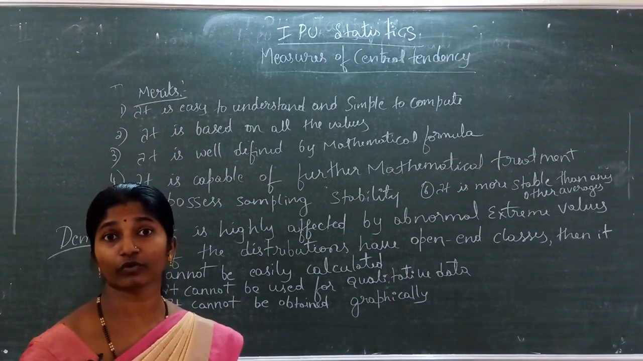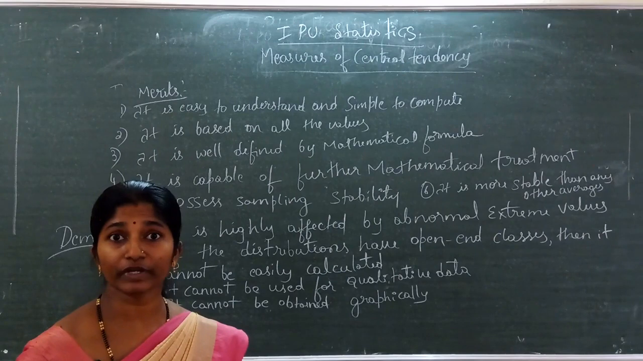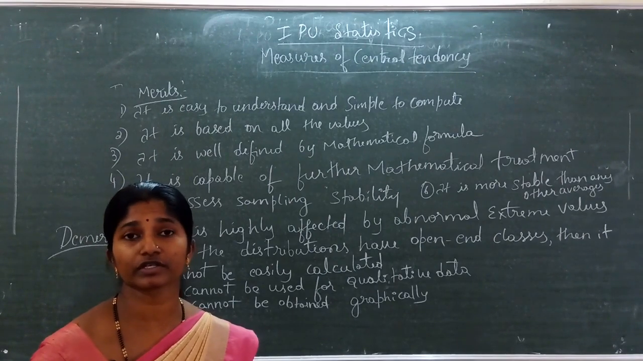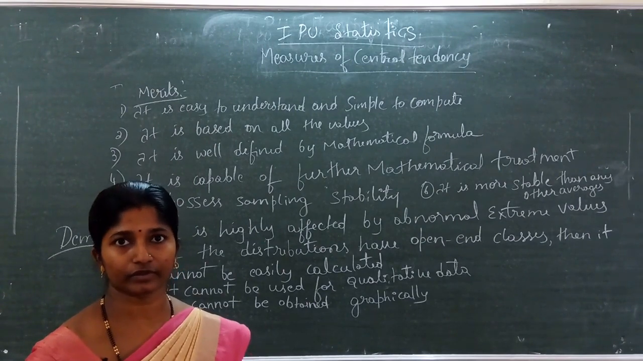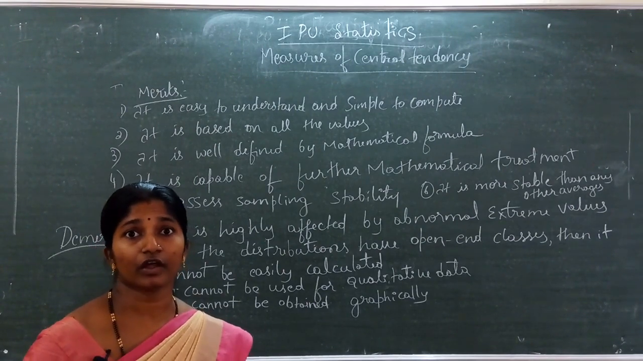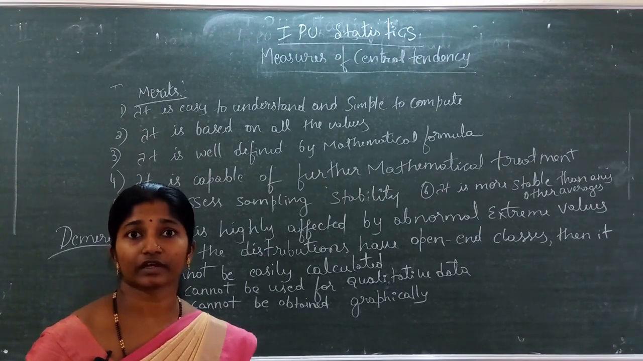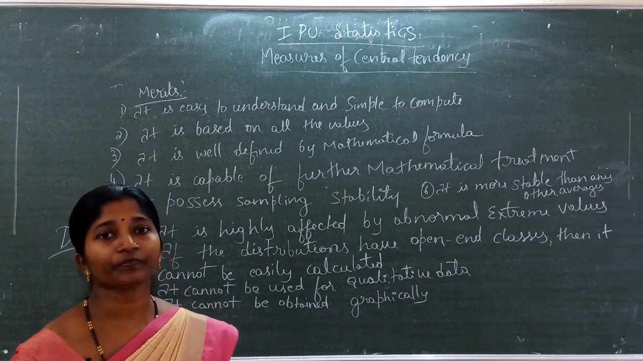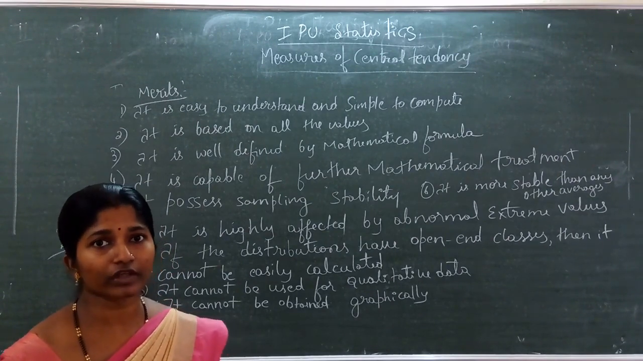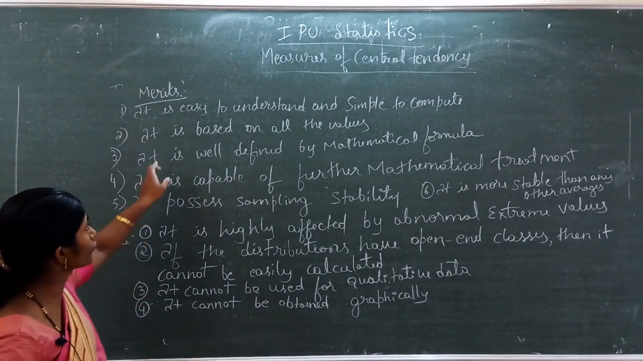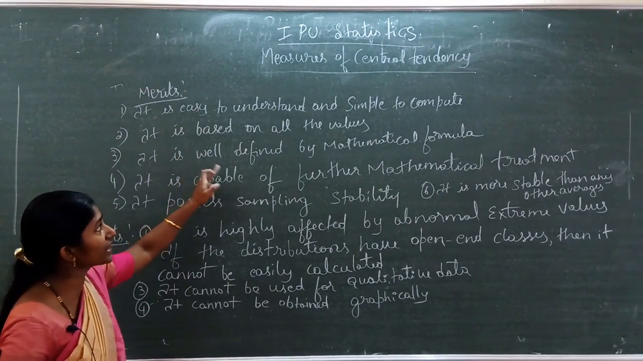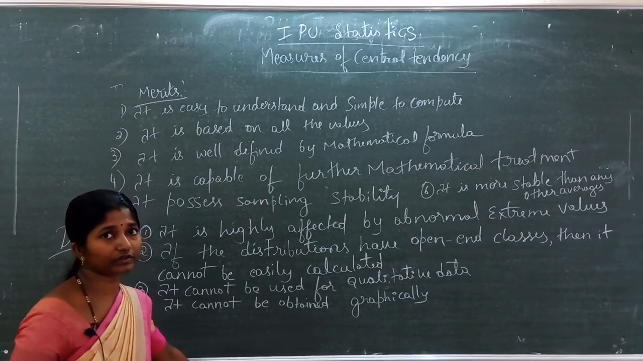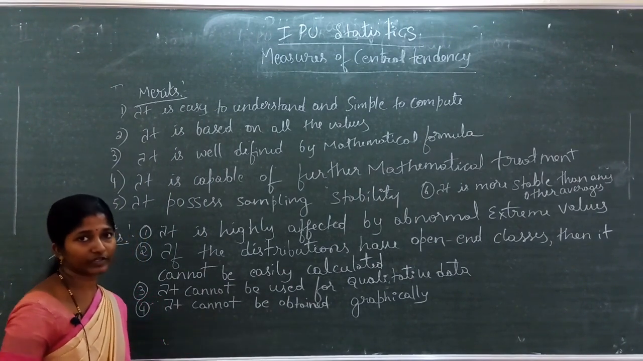If one of the values we don't know, we cannot calculate. In the open-end distribution, we cannot calculate the arithmetic mean because the values are not given, whether they write below or otherwise one of the values written above. So for open-end we cannot calculate. We use all the values in the calculation. Therefore, it is written that it is based on all the values. Therefore, there will be no mistakes.